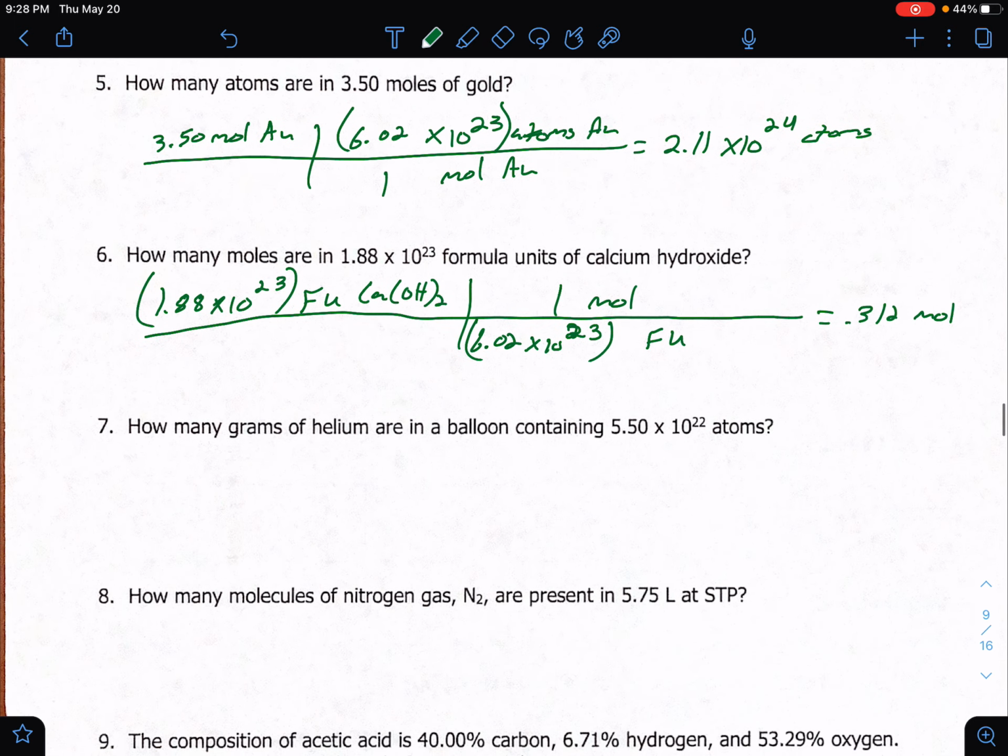7. How many grams of helium are in a balloon containing 5.50 times 10 to the 22 atoms? So start off with what you're given, so 5.50 times 10 to the 22 atoms.